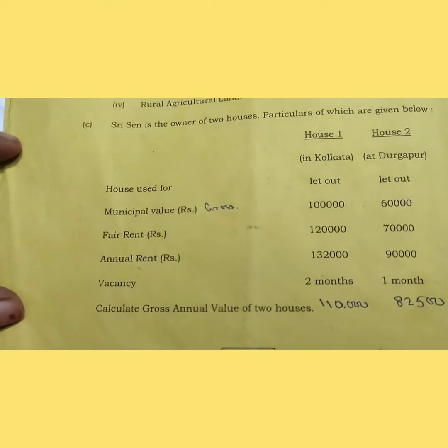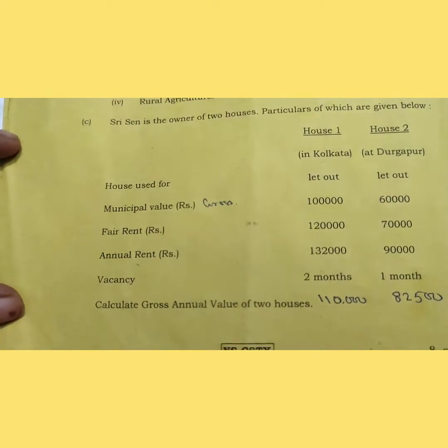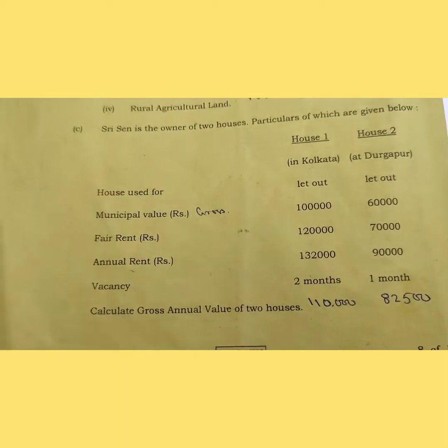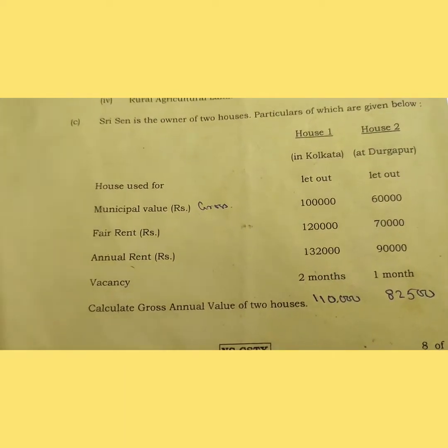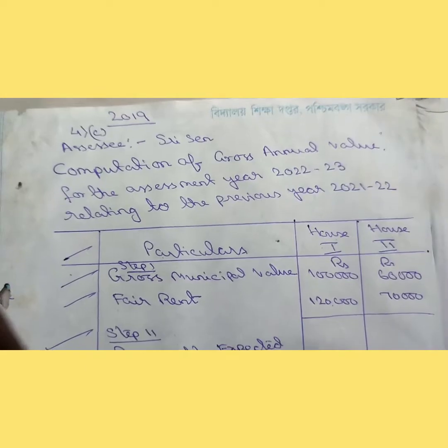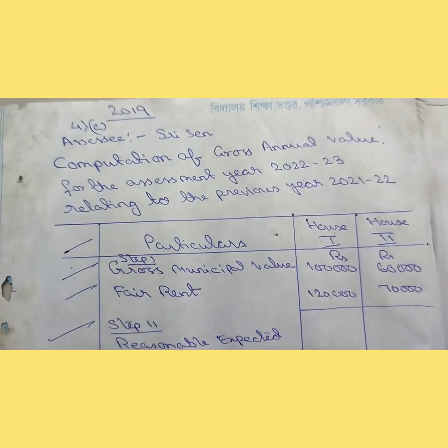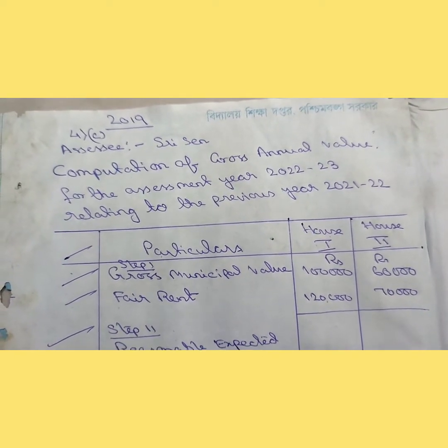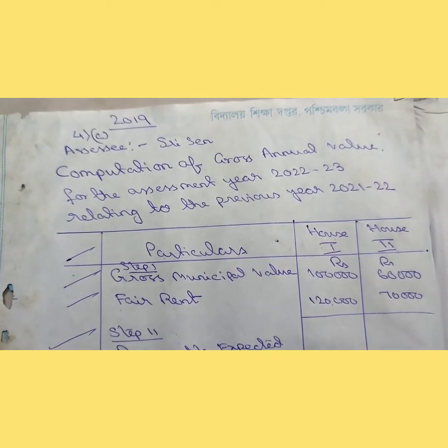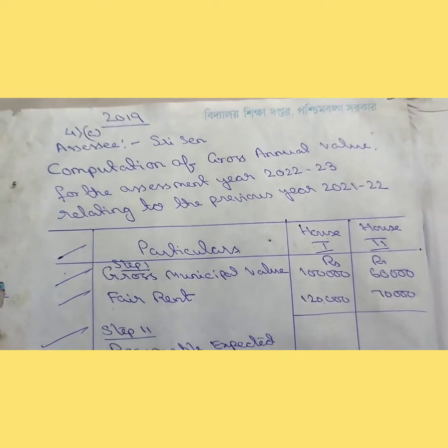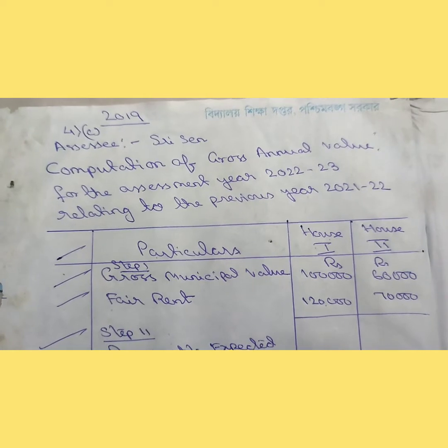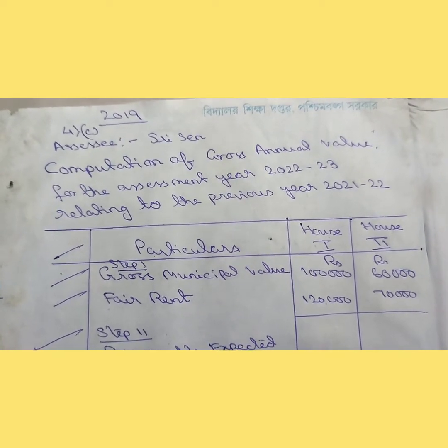What we have to do? We have to calculate the gross annual value of the two houses. Now, how do we calculate, what is the method? Just watch it. What we have to write as a heading? First, we have to write the name of the assessee. Name of the assessee is Sri Sen. Computation of gross annual value. We are calculating here gross annual value.